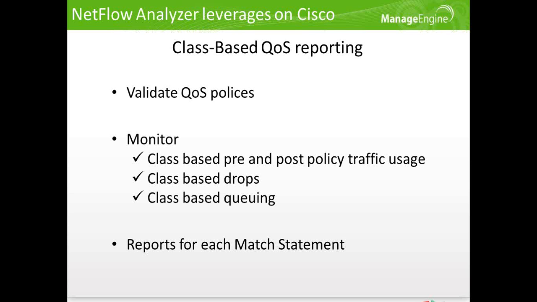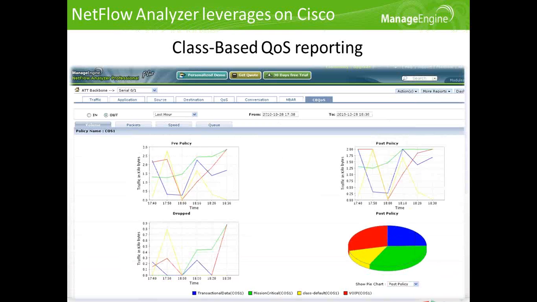NetFlow Analyzer can do CBQs reporting. It can help you validate your QoS policies. It can monitor and report on the pre and post policy traffic usage. That is, how much of traffic was there before the policy's effect, how much of traffic was there after the policy effect, what is the drop in traffic, what is the queuing, and you can even see a report for each of the match statements. In CBQs, you create match statements and you match certain traffic conversations or traffic applications to a policy. So you can see the report for each match statement. So something like this, you can see on the screen here, pre-policy usage, post-policy, what is the drop in traffic, that can also be seen.